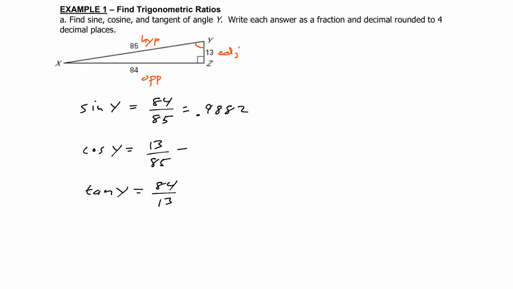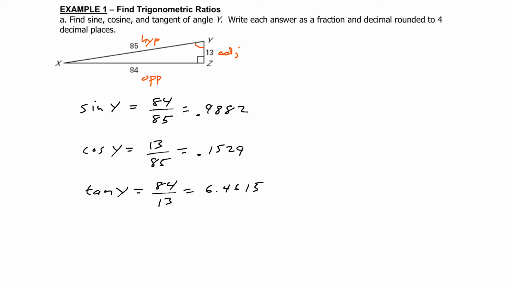And then for the cosine, we're going to do 13 divided by 85 on our calculator, and we're going to get 0.1529. And then we'll do the tangent. And the tangent, this one comes out to be 6.4615. And there we go. That's all we had to do for this one, is just write down those 3 ratios.